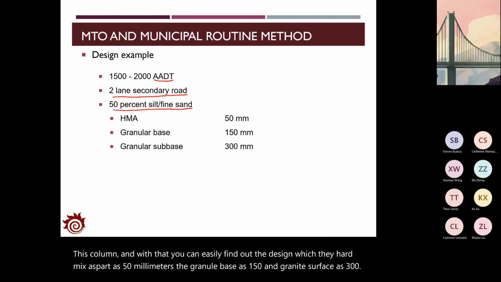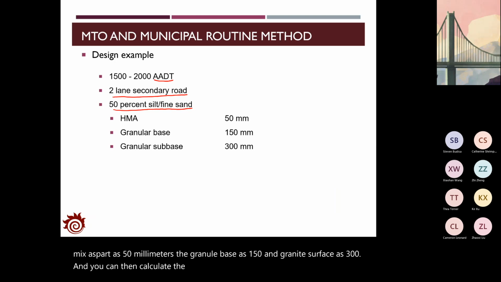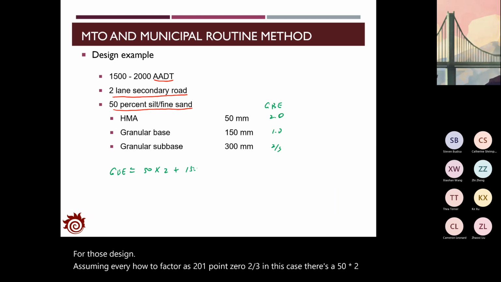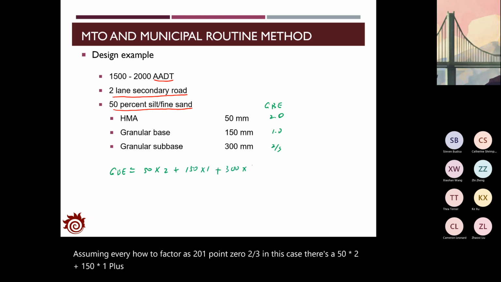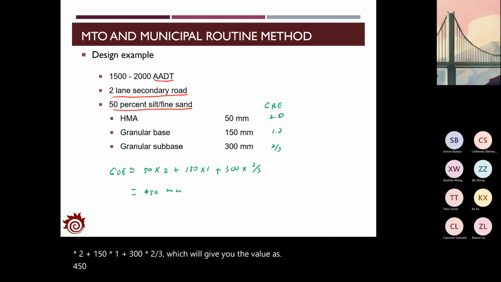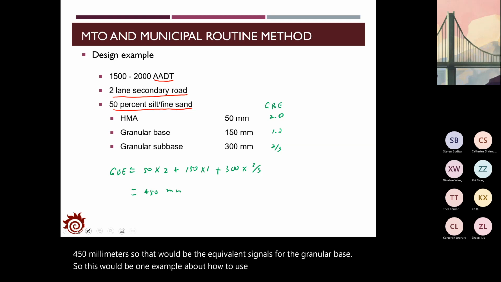You can then calculate the total GBE for that design. Assuming that we have the factors as 2.0, 1.0, 2/3, in this case that's 50 times 2 plus 150 times 1 plus 300 times 2/3, which will give you a value of 450 millimeters. So that will be the equivalent thickness for the granular base. This is one example of how to use the routine method to complete the design.